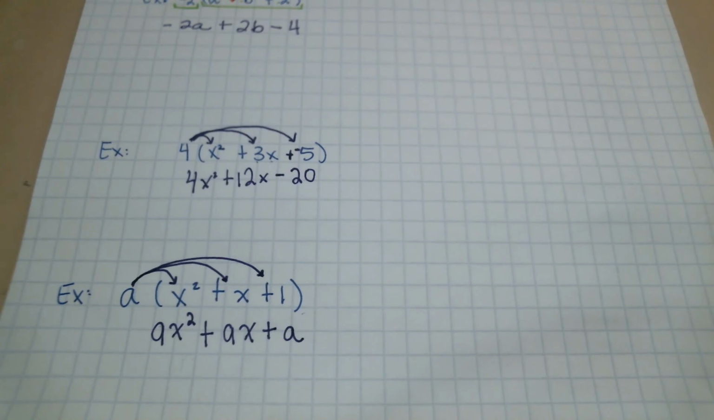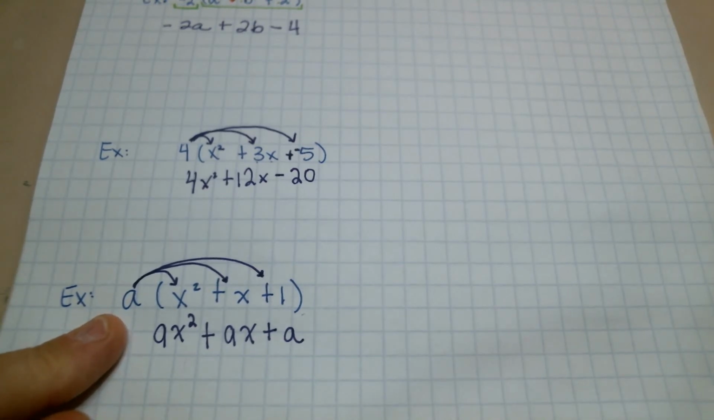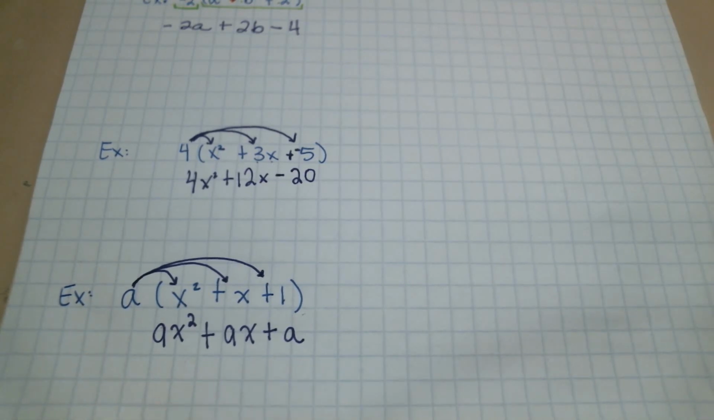So you might see something like this from time to time, especially when we're doing things like proofs, but don't let a variable factor in your distributive property scare you from multiplying correctly.